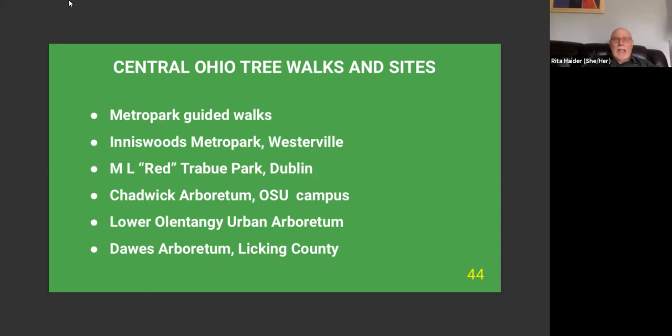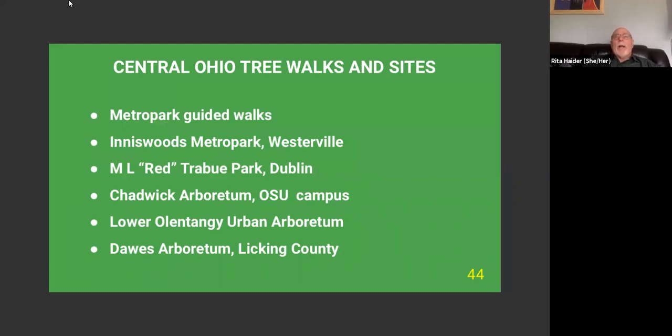Chadwick Arboretum is part of the OSU campus. You'll have to pay to park there, but there's no admission. And they've got a lot of good trees there, and they've got several city blocks divided up with trees in each of them. So it's a good way to spend a day.